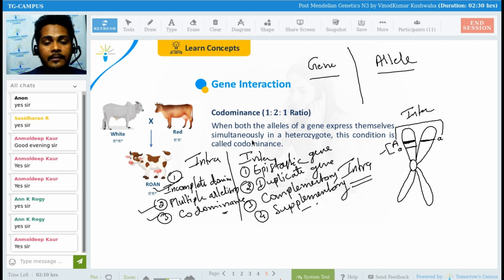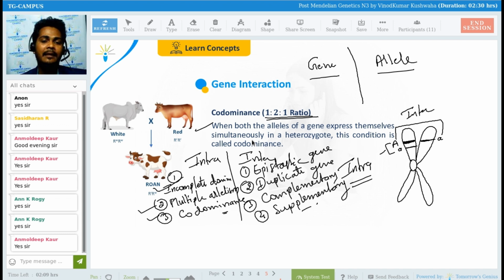That is what is called codominance. And here in codominance, the ratio is always 1:2:1. This ratio is always there in codominance, right? So you can see in the definition also, when both the alleles of a gene express themselves simultaneously in the heterozygote condition, that is called codominance. They are not going to show dominant-recessive conditions, nor the intermediate condition. They represent separately. That is what is called codominant alleles.